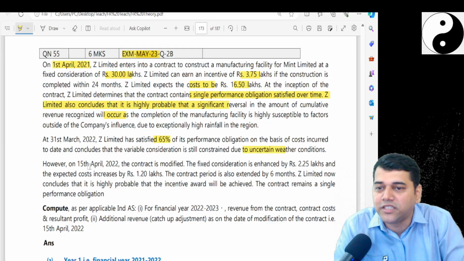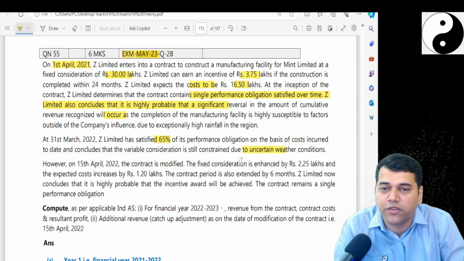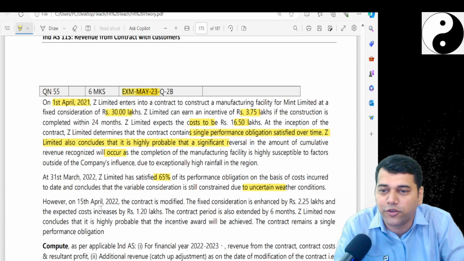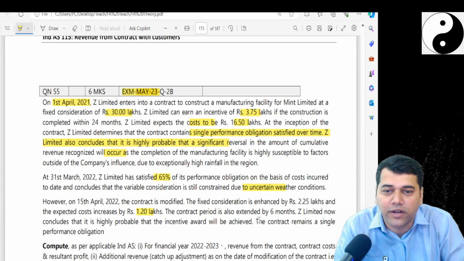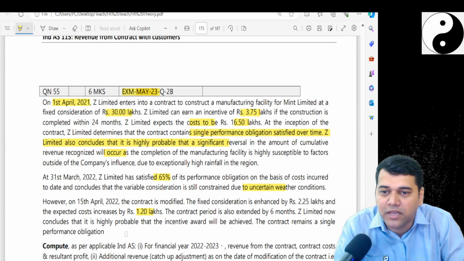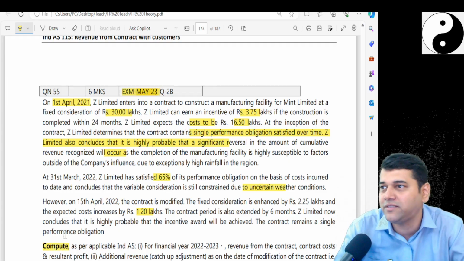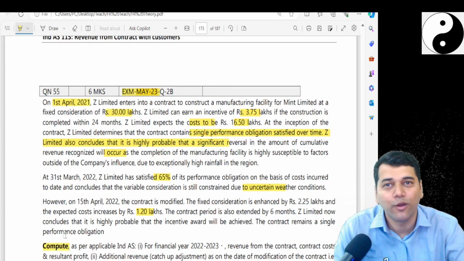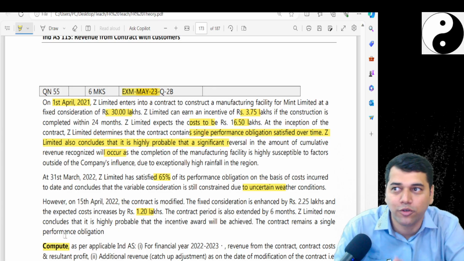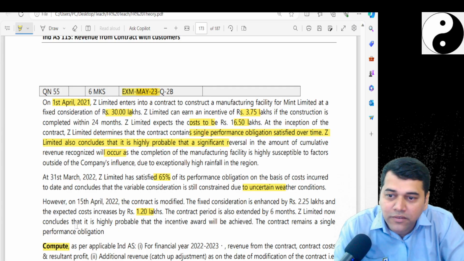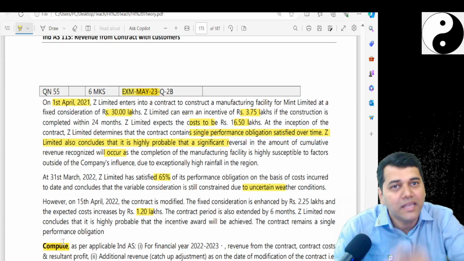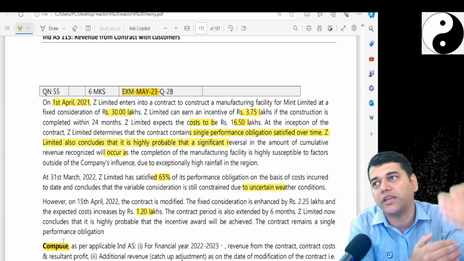Due to uncertain condition, however, on 15th of April, contract is modified. The fixed consideration enhanced to 2.25, increased to 1.2. Contract period is also extended by 6 months, and it is probable that you are going to get the award. Compute. Did you see the difference? Always I tell you, don't trust the questions in RTP, MTP. See the word called compute here. Very clearly you have to calculate the numerical values there.